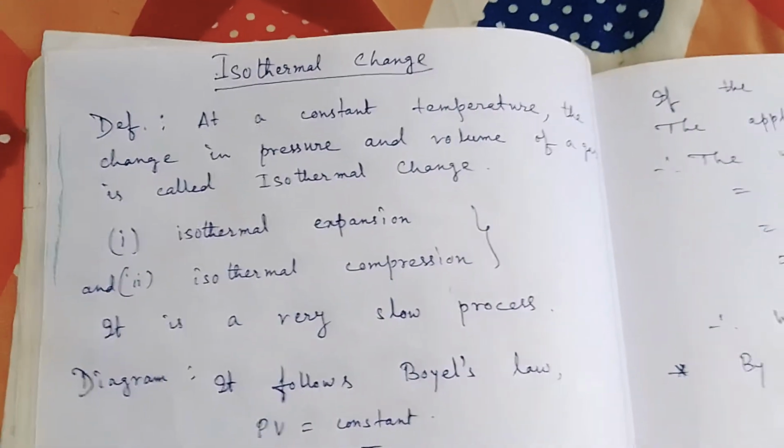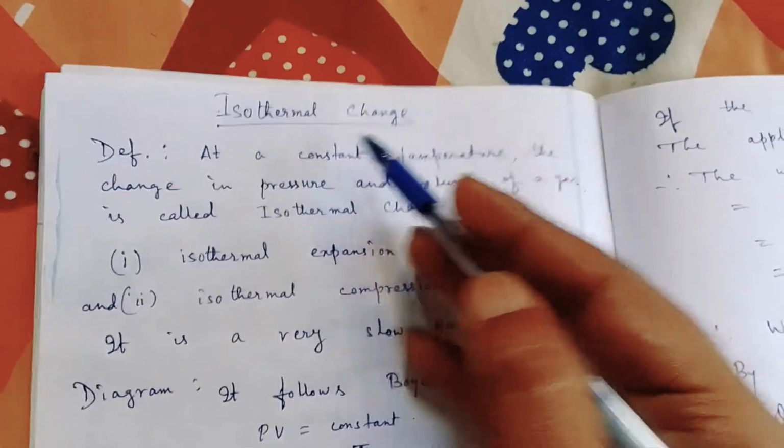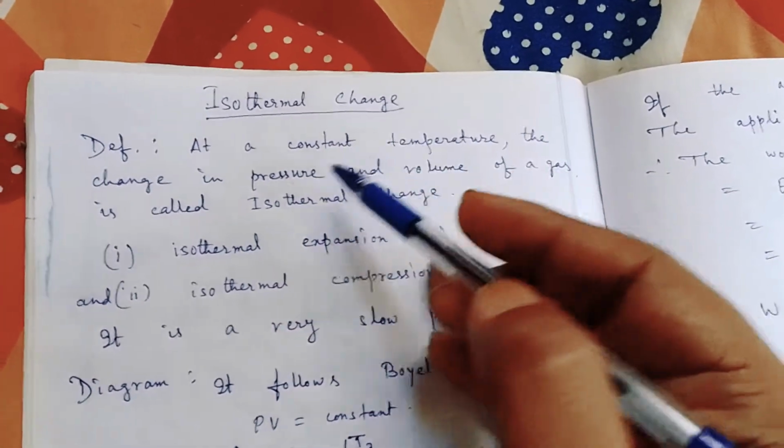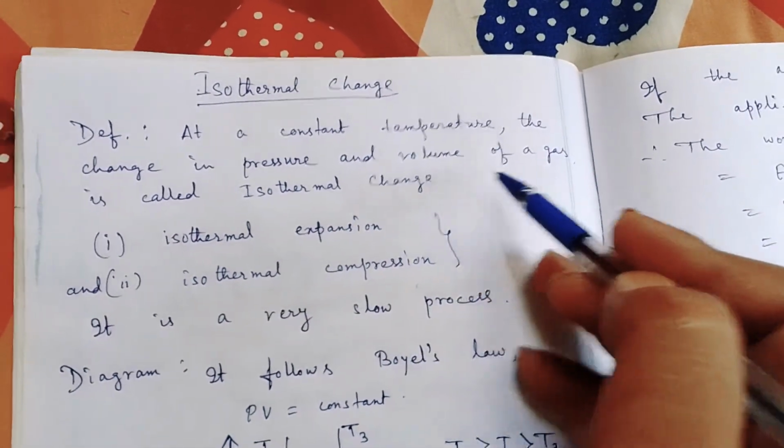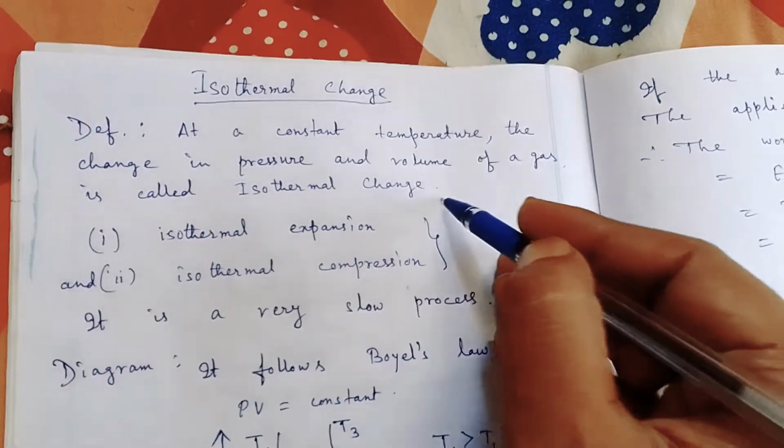Hello students, today I will discuss isothermal change. So what is isothermal change? At a constant temperature, the change in the pressure and volume of a gas is called isothermal change.